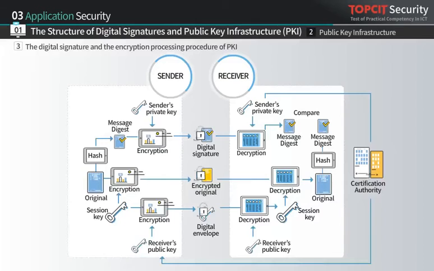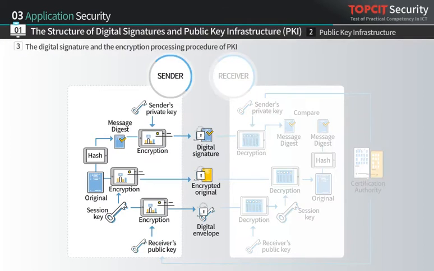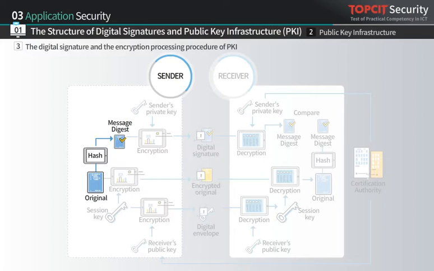Next, let's learn about the digital signature and the encryption processing procedure of PKI. Using the basic technology we learned in advance regarding encryption technology, we will take a look at the process from the sender and receiver side. First, the sender creates a message digest by applying a hash algorithm to the original text of the message. Then, an asymmetric key encryption algorithm is applied to the message digest to encrypt it with the sender's private key. This is the digital signature process.